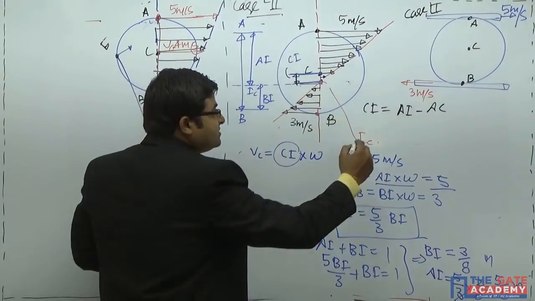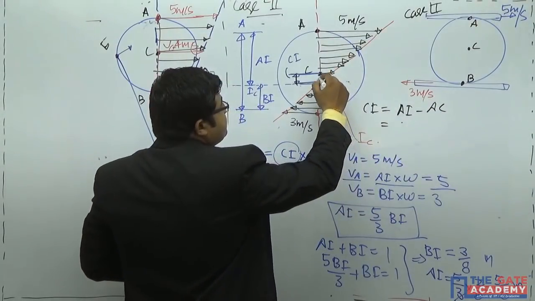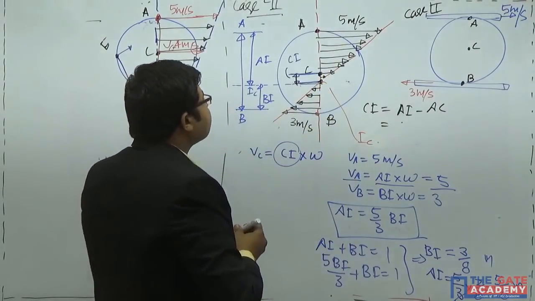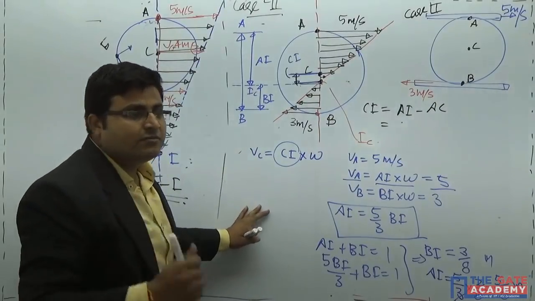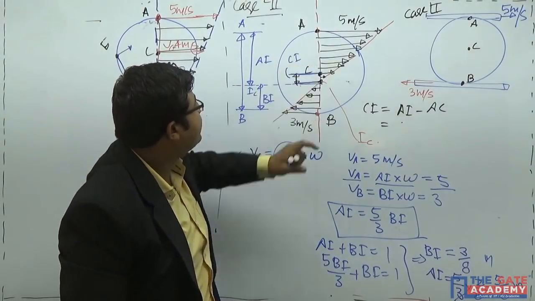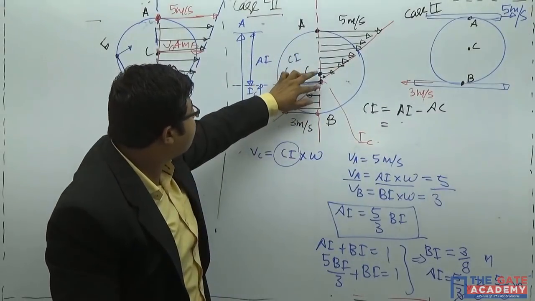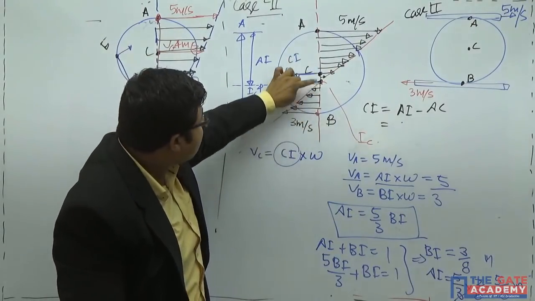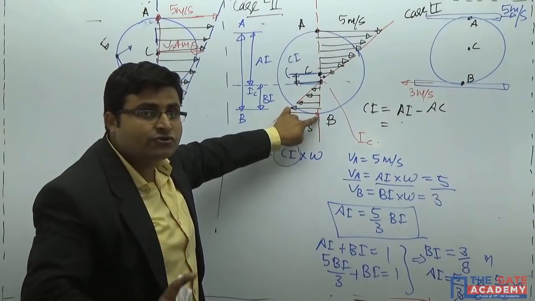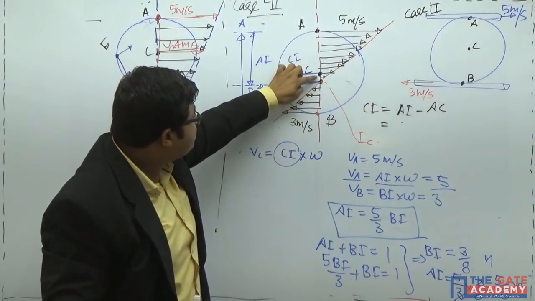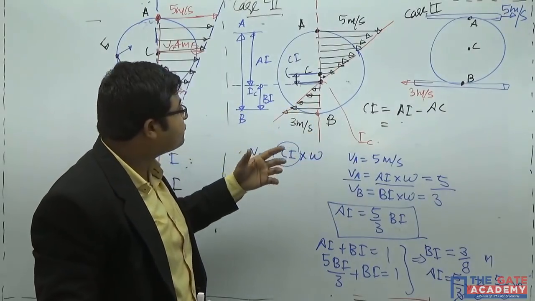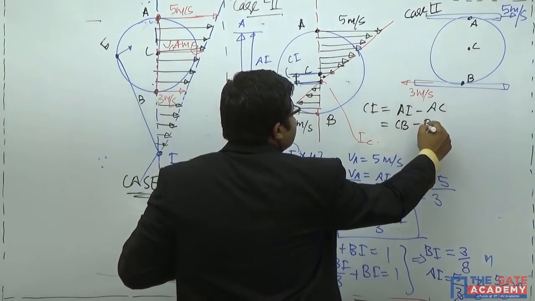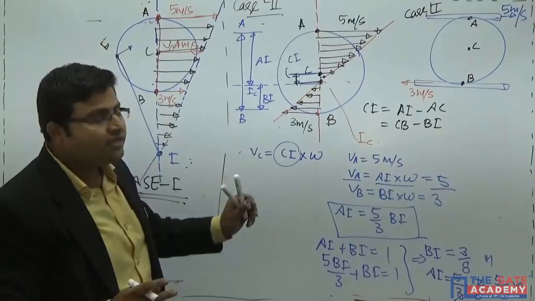One method. Next is, we can write this as this. This CI can be written as AI minus AC, and this CI can also be written as what? This particular length is your radius, from C to B. This is your radius only. So this radius minus what? Minus this BI. So we can write this CI as CB minus BI. Like this we can get CI in two ways.